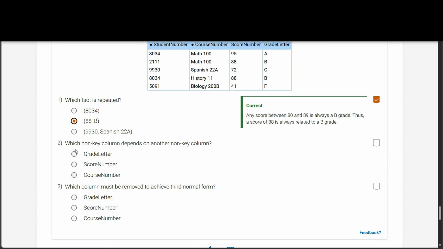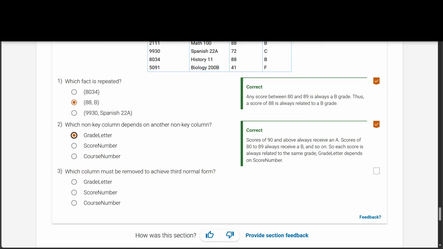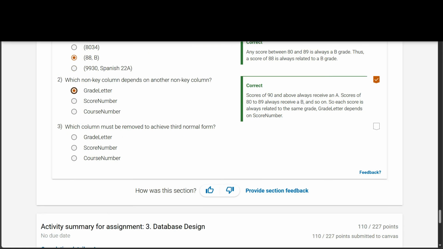If you chose the grade letter, let's see. Any score of 90 and above receives an A. Scores of 80 to 89 receive a B, and so on. So each score is always related to the same grade. Grade letter depends on the score number.